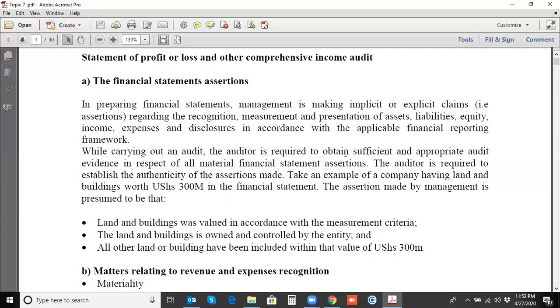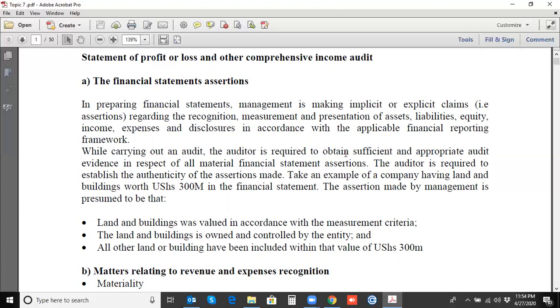So when you are carrying out your audit as an external auditor, your role is to make sure that you obtain sufficient and appropriate evidence with respect to all items of these financial statements, with respect to all assertions regarding these financial statements. You have to make sure that the information being presented in these financial statements is true and fair, and it being true and fair means that it is going to be complying with all the relevant assertions.